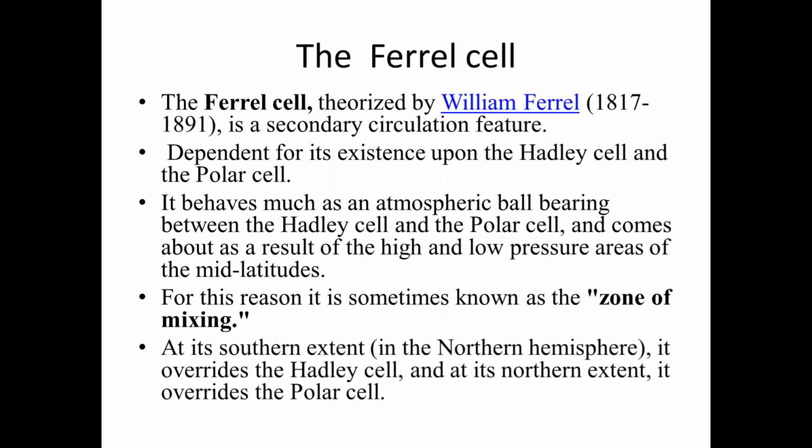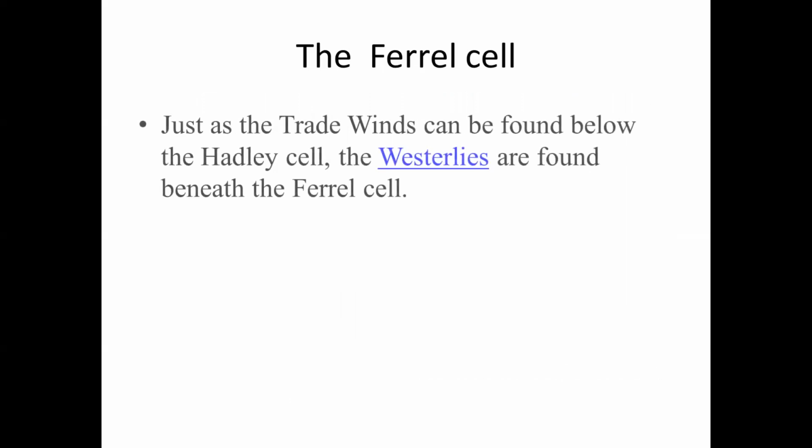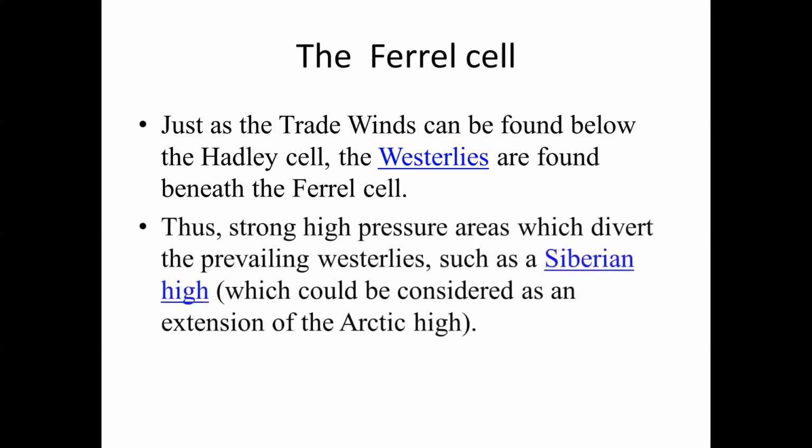At its southern extent, in the northern hemisphere, it overrides the Hadley cell, and at its northern extent, it overrides the polar cell. Just as the trade winds can be found below the Hadley cell, the westerlies are found beneath the Ferrel cell. Thus, strong high-pressure areas divert the prevailing westerlies, such as a Siberian high, which could be considered as an extension of the Arctic high.